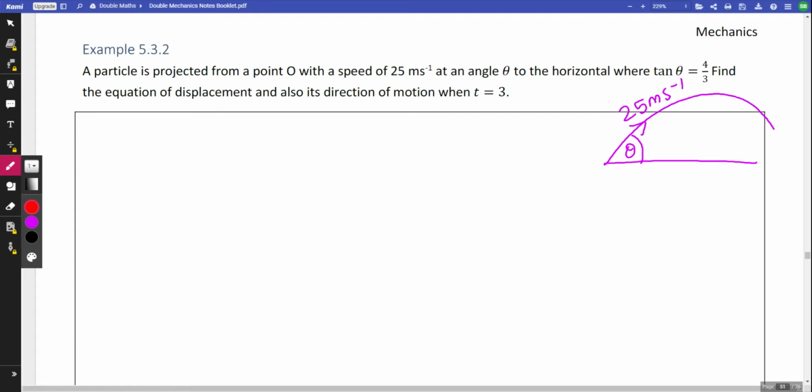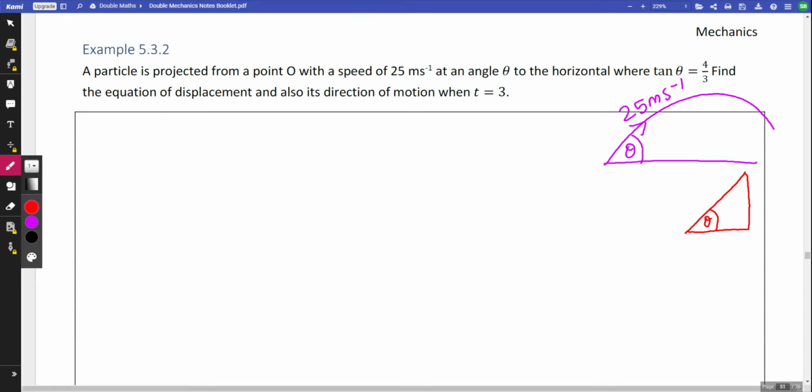Okay, so this is example 5.3.2. This is another projectiles question, and we're being told that a particle is projected from a point O with a speed of 25 meters per second at an angle theta to the horizontal, where tan theta is 4/3. Now, if we know that tan theta equals 4/3, we can use that information to try to find out what sine theta and cos theta are by considering trigonometry.